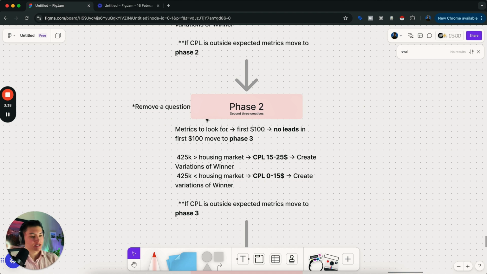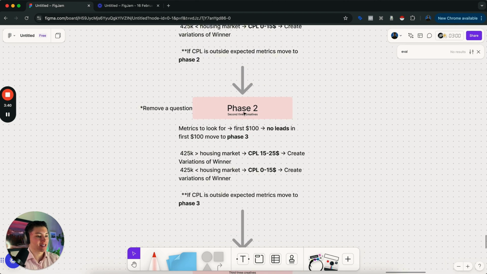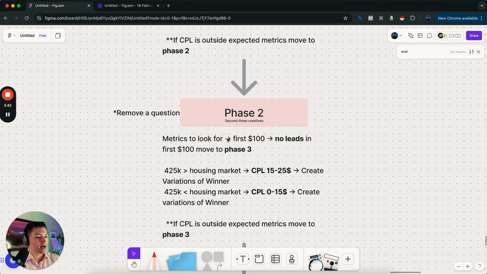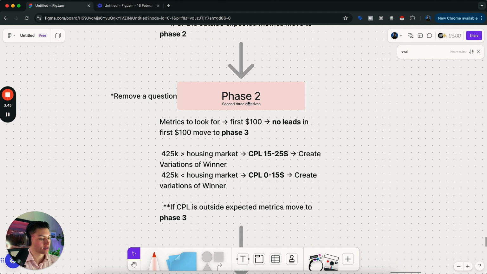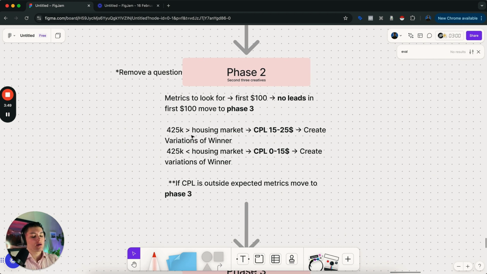So the metrics to look for are very, very similar. Same thing. We're testing the next three creatives, and the metric to look for is $100. No leads, then move to phase three. And obviously, same thing where if it's a $700,000 housing market and the cost per lead is 27, move on. But if it's 25, make variations. And these are not hard rules. If you see potential, if you feel like you have intuition with it, if you will.